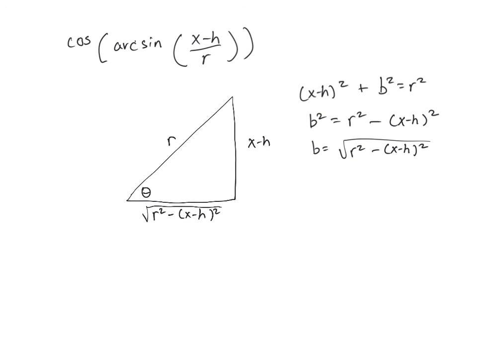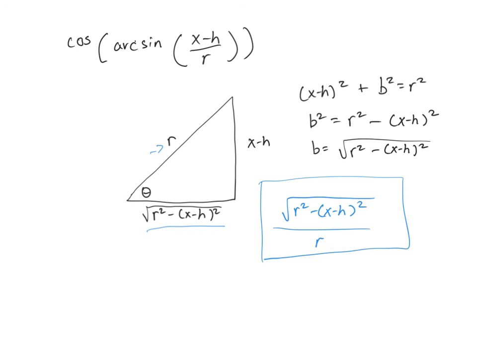Now I want to know the cosine of that. Well, the cosine is just this divided by that. So the cosine is the square root of r squared minus x minus h squared, divided by r. And that is that. I can't simplify it more. There's no math tricks I can do. That is just my answer. It doesn't look nice, but it's the answer.